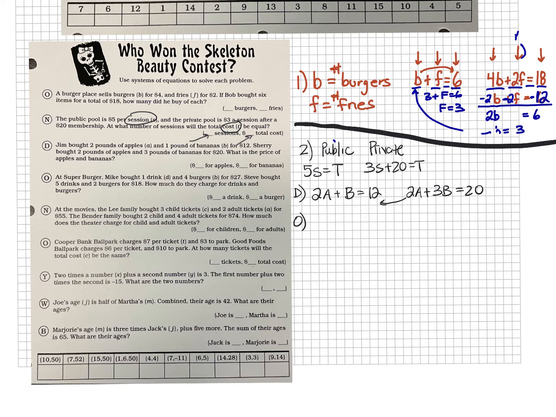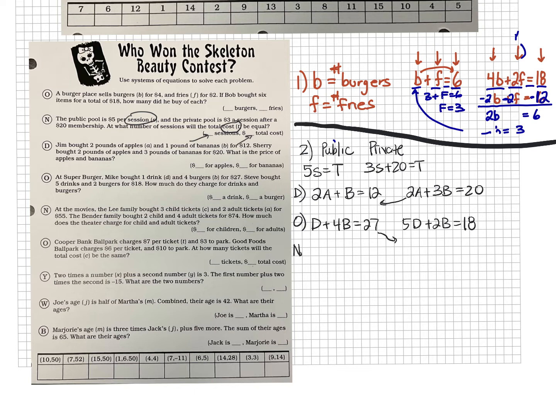Let's see, O. At Superburger, Mike bought 1 drink, D, and 4 burgers. So a drink plus 4 burgers equals $27. Steve bought 5 drinks and 2 burgers for $18. How much do they charge for drinks and burgers? All right, I'd probably use elimination. I'd put this one under here and then make everything negative 5 times bigger so the D's cancel out. And then plug it back in to see how many burgers you have.